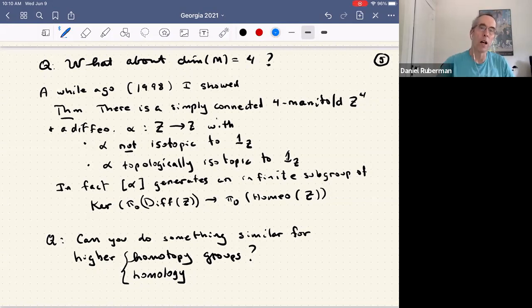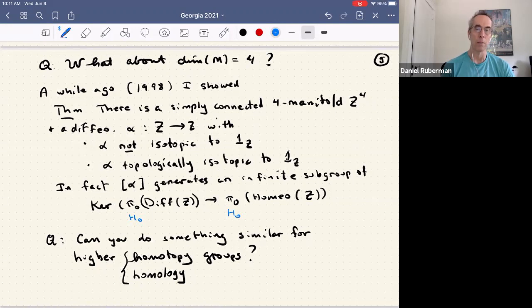And in fact, usually pi 0 of a space is just a set, or a set with a distinguished point, because you pick a base point. But because we're in a topological group, pi 0 is a group. So in fact, this alpha that I cooked up is of infinite order and lies in this kernel. And I didn't think of phrasing it that way at the time, but I could have, just for trivial reasons, said the same thing with H0 instead of pi 0.